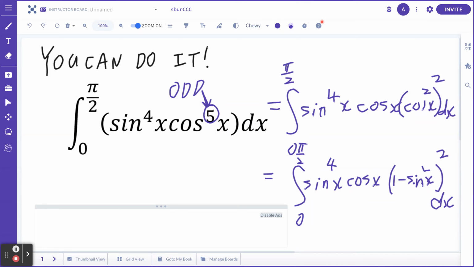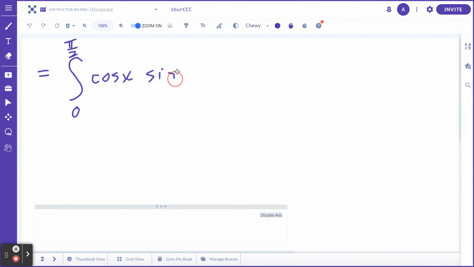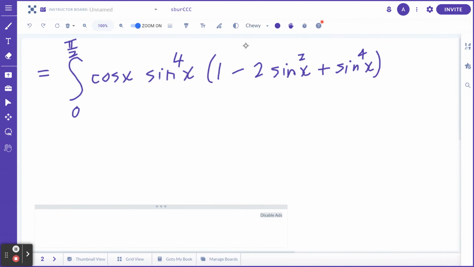Now, if you expand this, look what happens. You can continue with, again, the antiderivative between 0 to pi divided by 2. I'm going to bring cosine x to the front this time, and I can still copy sine x to the power of 4. But now if I expand the perfect square, that's going to be 1 minus 2 sine x squared plus sine x to the power of 4, which I'll put in a set of brackets. And again, this is with respect to x.